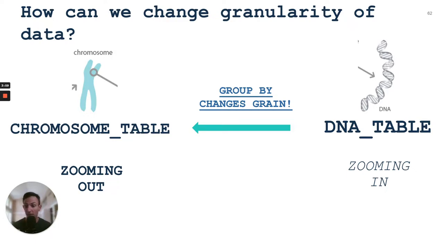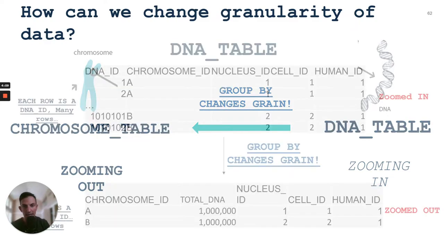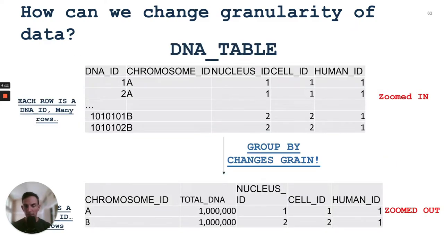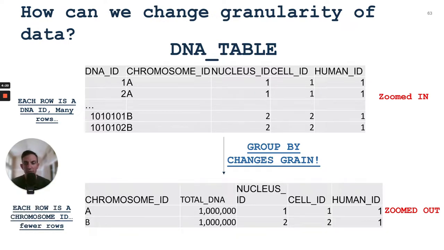So for example, if we were looking at a DNA table, we could query from that DNA table and then group by chromosome and zoom out, and then each row would be a unique chromosome ID, which is what you'll see here. So the most zoomed in is the DNA table, but if you wanted to change that DNA table to a chromosome table, you could use the group by. So the group by is used to change the grain, or in other words, zoom out of an already detailed set of data.